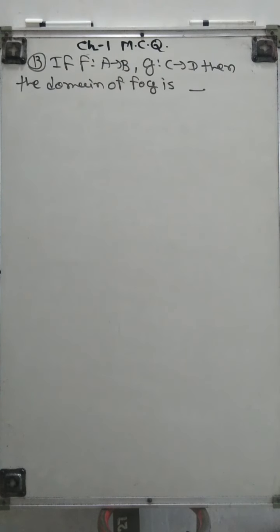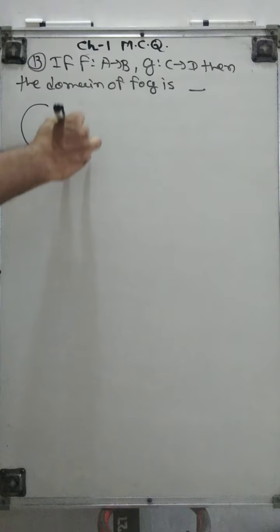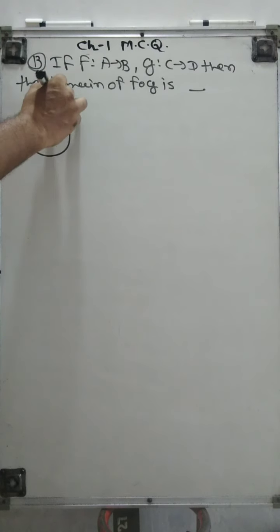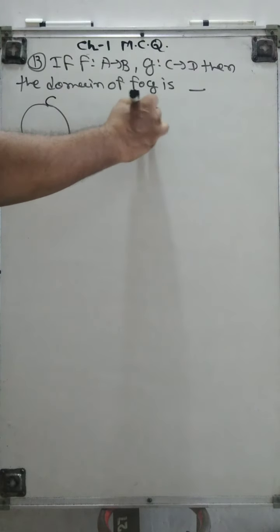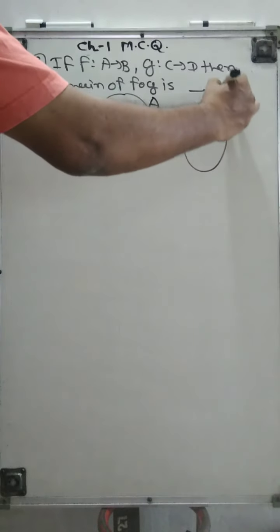13th question of chapter 1 MCQ. If f from A to B and g from C to D, then what is the domain of FOG? Right now here we want to find FOG. So first we take G and then F. This is C, this is D, and this is A and B.